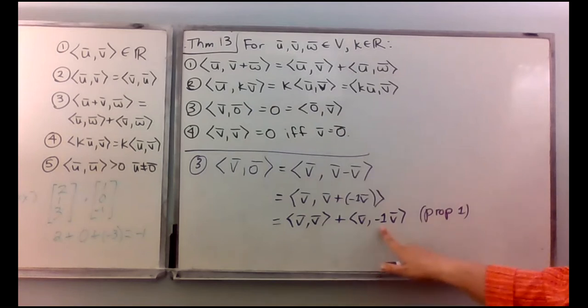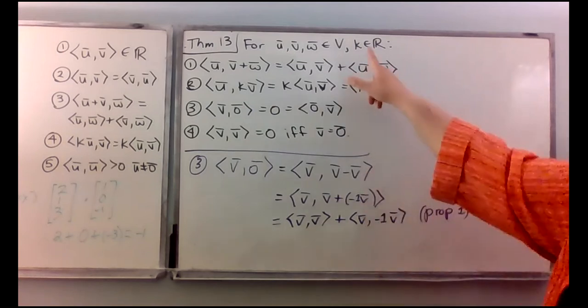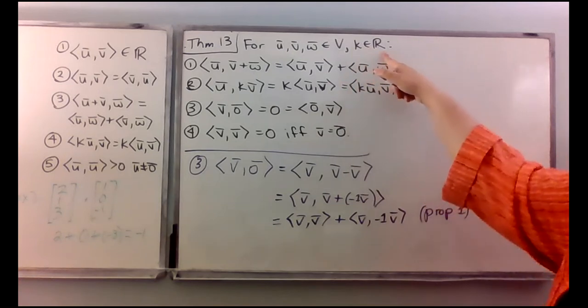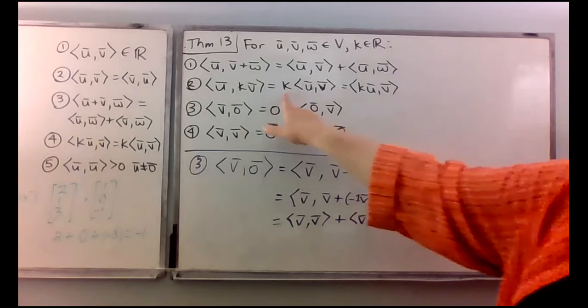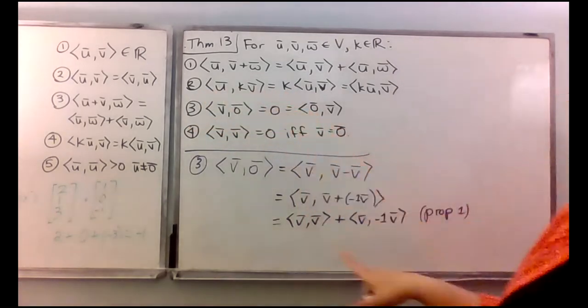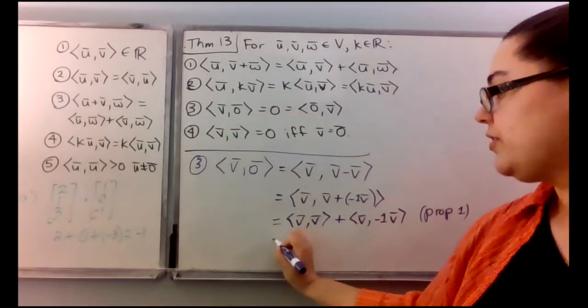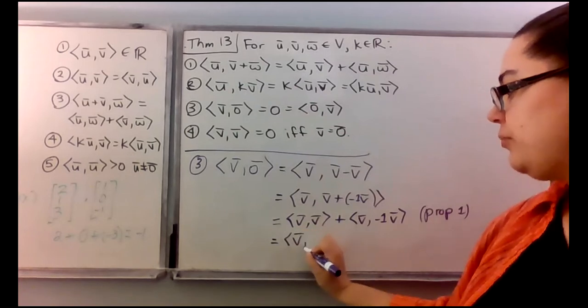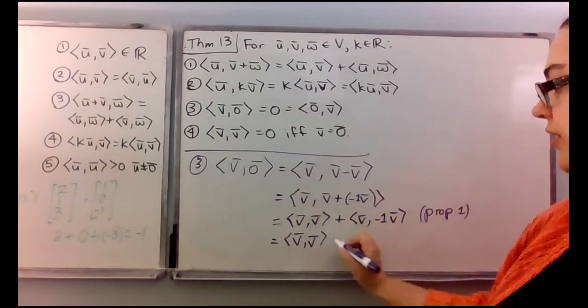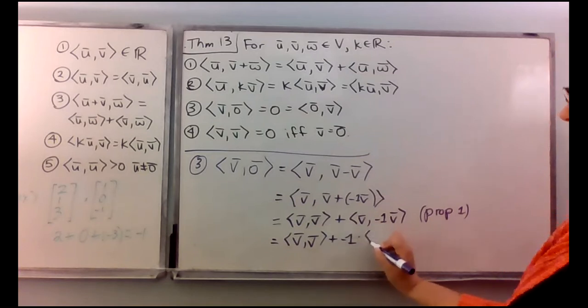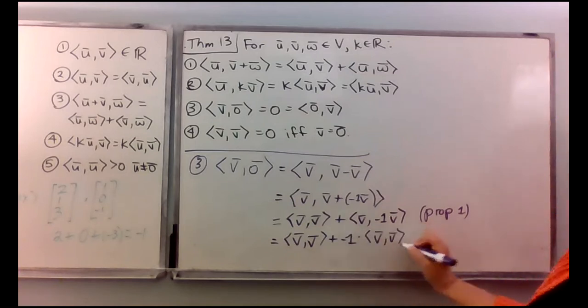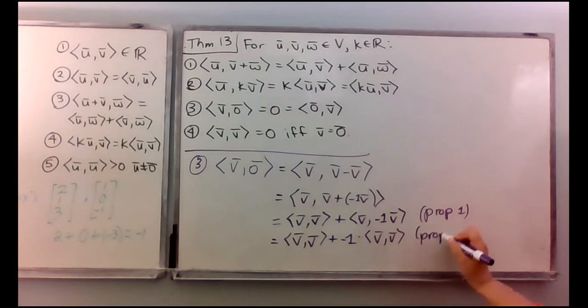Next, because I have this negative 1 here, this is a value of r, it's a real number. So I can factor that out front. Okay, so now I'm going to be using this property 2 to help me out here. So this is the inner product of v and v plus negative 1 times the inner product of v and v. And this is property 2.